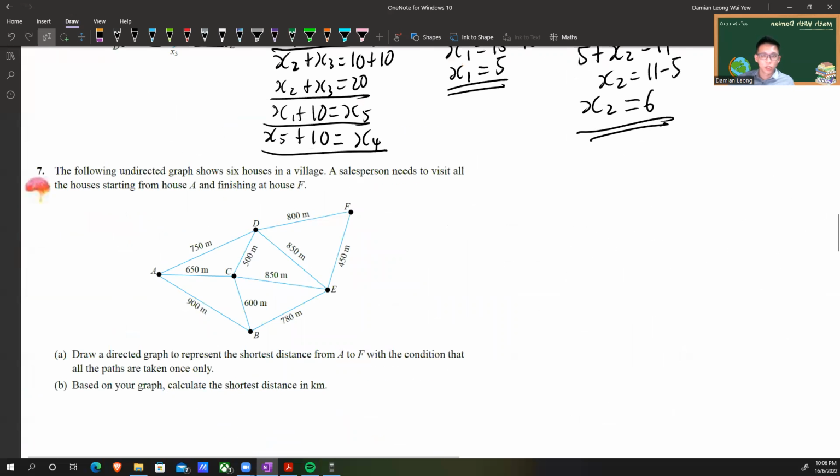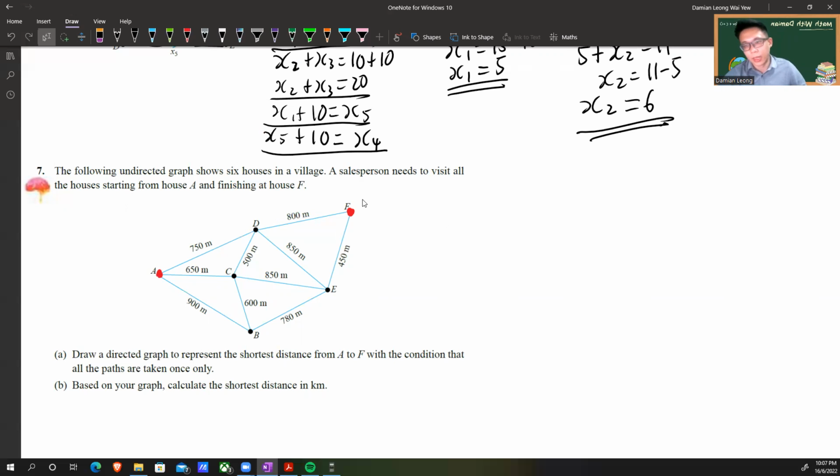I have an undirected graph here showing 6 houses in a village. A salesperson needs to visit all the houses starting from house A and finishing at house F. So draw a directed graph to represent the shortest distance from A to F with the condition that all the paths are taken once only. So it needs to start at A. It needs to end at F. It needs to pass through all the 6 houses also. That's the hidden condition here.